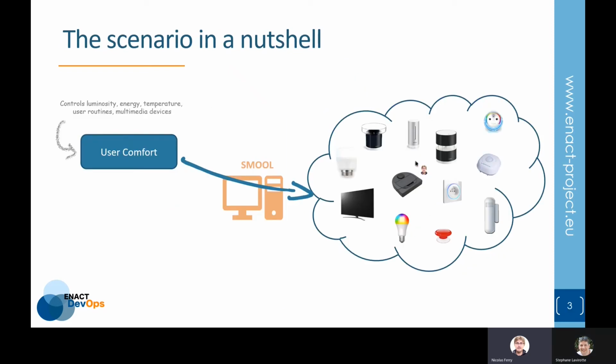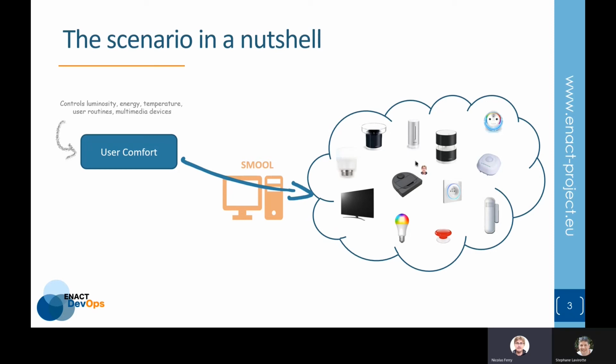So the scenario in short: we will start from an existing smart IoT system with an application already deployed. This application is called User Comfort. It controls luminosity, energy, temperature in the smart home, but also some user routines, such as, for instance, triggering the robot vacuum cleaner at a specific time.